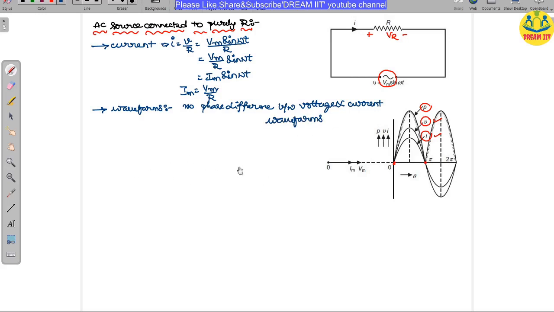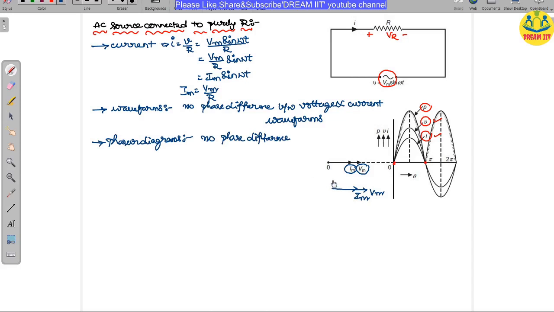Now let us see the phasor diagram. I have given the phasor diagram here. If you observe, the voltage Vmax and Imax are in phase. That means if you draw this as Vmax, it is in phase with the current, which is what we have shown in the waveform also. This is the phasor diagram of the pure resistor. Once again, no phase difference.